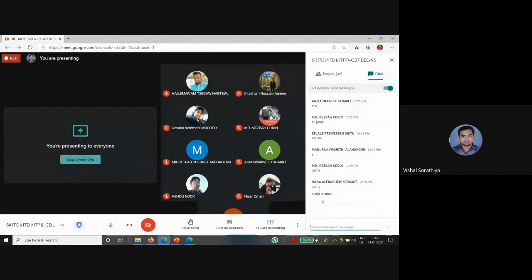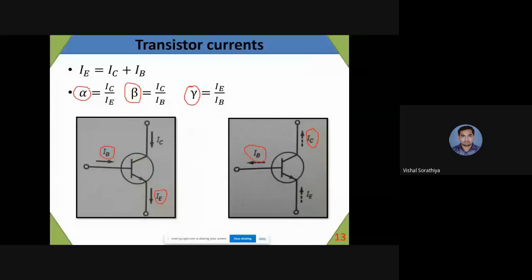Hana is saying that alpha is going to be small. True. Why? Because IC and IE are nearly equal to each other, so alpha is small. IC by IB, beta, and IE by IB, gamma, are going to be large, sometimes in the thousands, sometimes 100. So the ratio of beta and gamma will be higher, while alpha is going to be smaller. You can identify that simply by looking at this diagram.